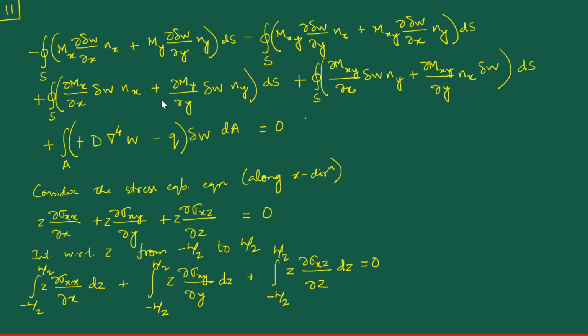This nx, and we also have an nx here. We have nx here, we have nx here. So it is very much possible to take this term common with this term. Similarly, it is possible to take this term, which has a ny here, common with this term, this del my del y with this ny. Okay, so let me copy this entire thing again.